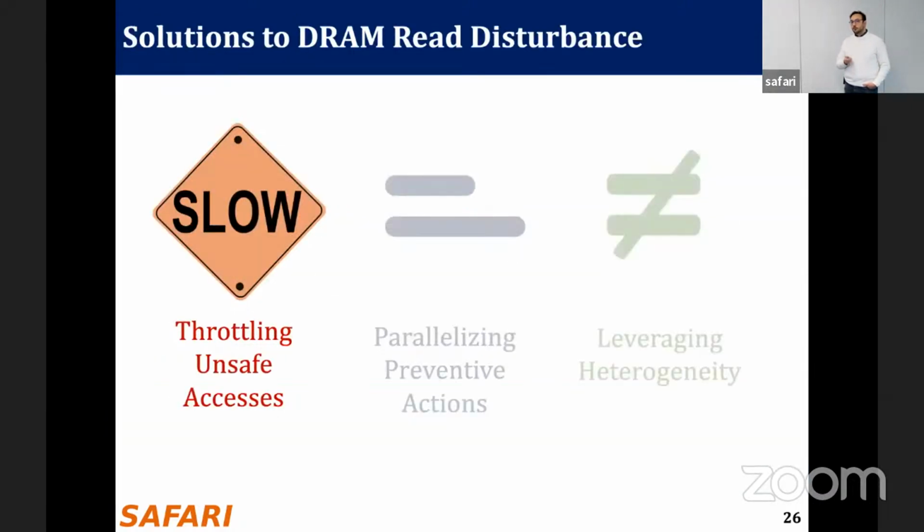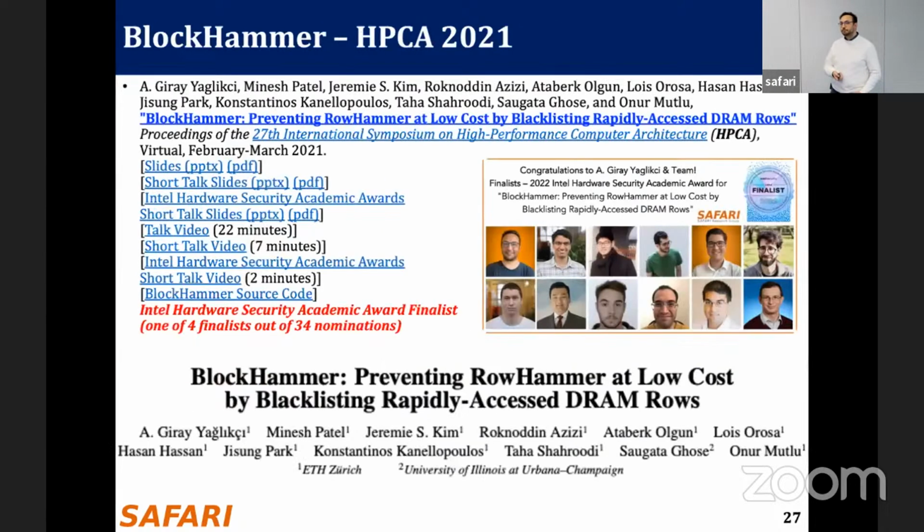So our first work, which is based on throttling unsafe accesses, targets this challenge and addresses it in an efficient and scalable way. This paper was published in HPCA 2021 and was also selected as a finalist for the Intel Hardware Security Academic Award.